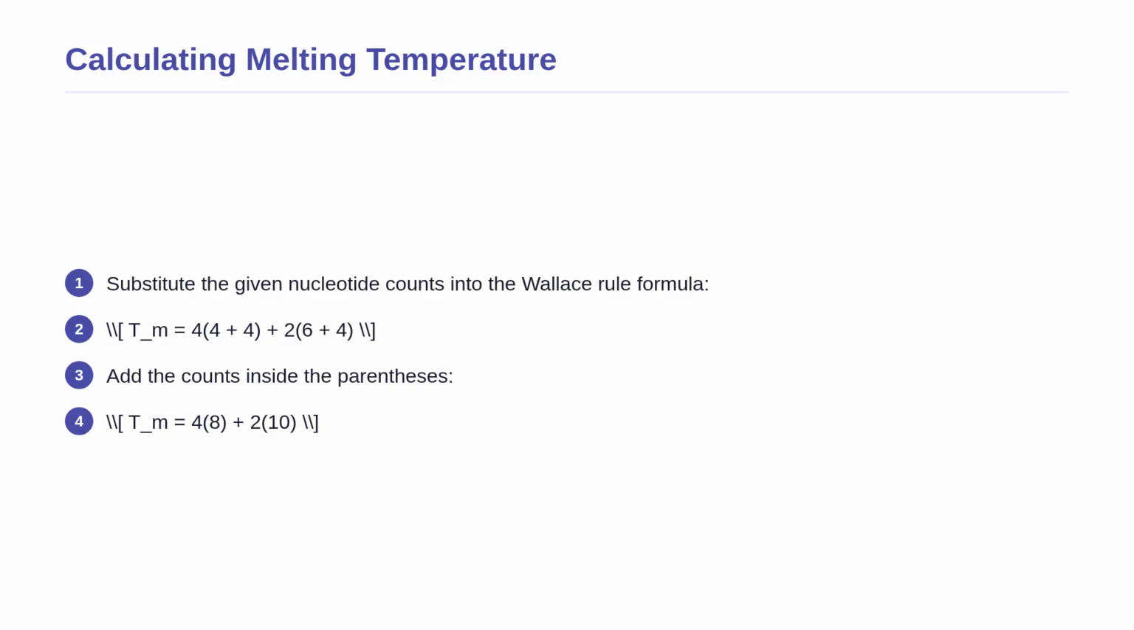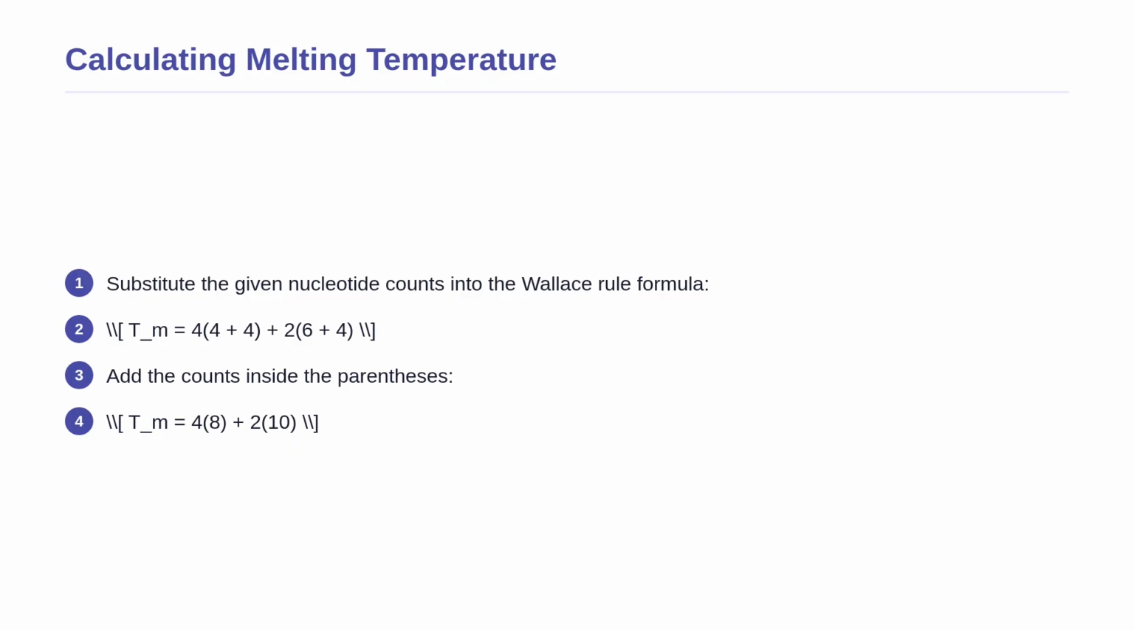Let us apply the mathematical reasoning to find the melting temperature. We substitute the given nucleotide counts into the Wallace rule formula. G is 4, C is 4, A is 6, and T is 4. First, we add the counts inside the parentheses. The sum of G and C is 8, and the sum of A and T is 10.